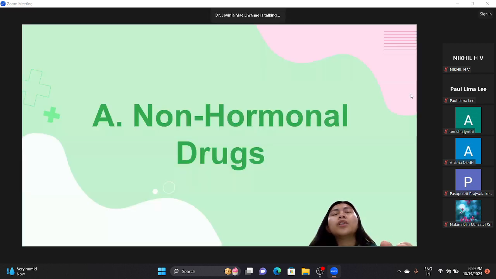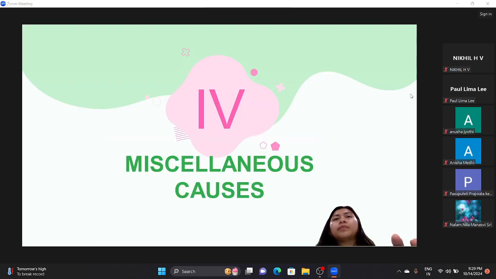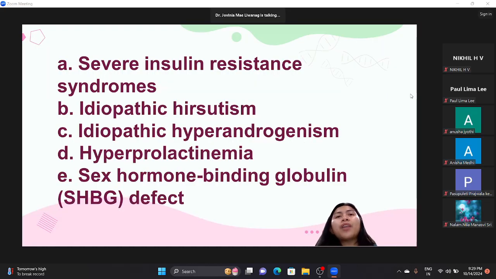So what are the non-hormonal drugs causing hirsutism? These are the drugs that will commonly cause true hirsutism versus hypertrichosis. True hirsutism is usually caused by steroids. Hypertrichosis is caused by minoxidil. And there are also miscellaneous causes, such as the following. I will not tackle those.